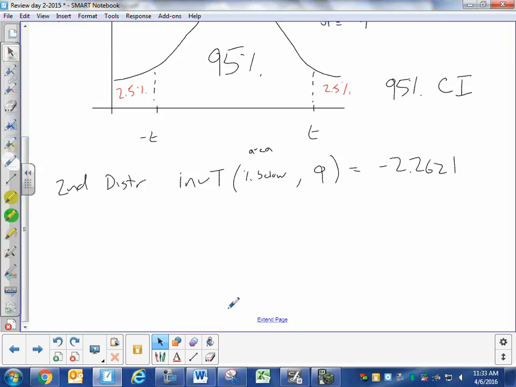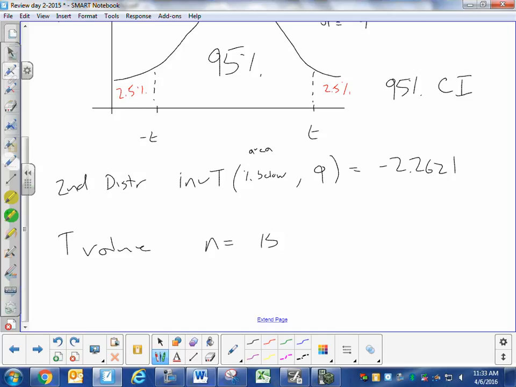Let's do another example. Find the t-value that you would use for a sample size of 15 and an 85% confidence interval. If we were asked to find the t-value, do we have to find like the lowest part and the highest part? Or it's the same.